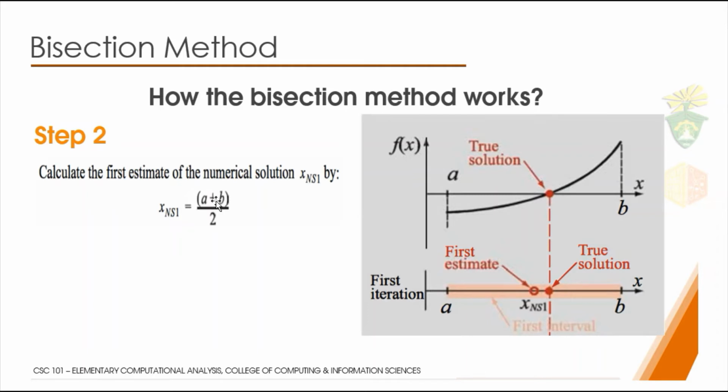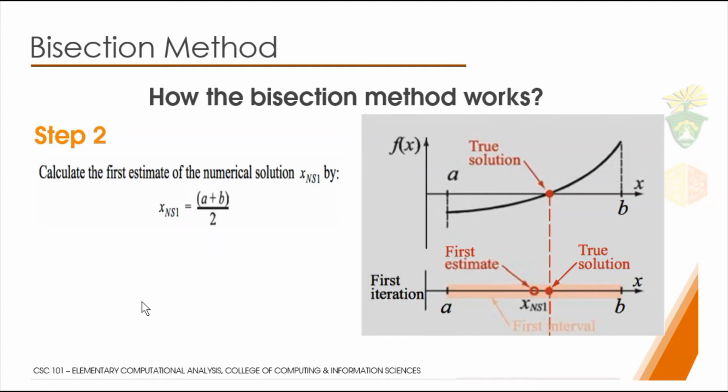We will then check if this midpoint is a good approximation of the solution. If it is not, which is the case in our example, as you can see here, this is the true solution, but our midpoint is somewhere here, which is quite far away from the true solution. So we say that this first estimation has a great error and is not an appropriate approximation of the true solution.